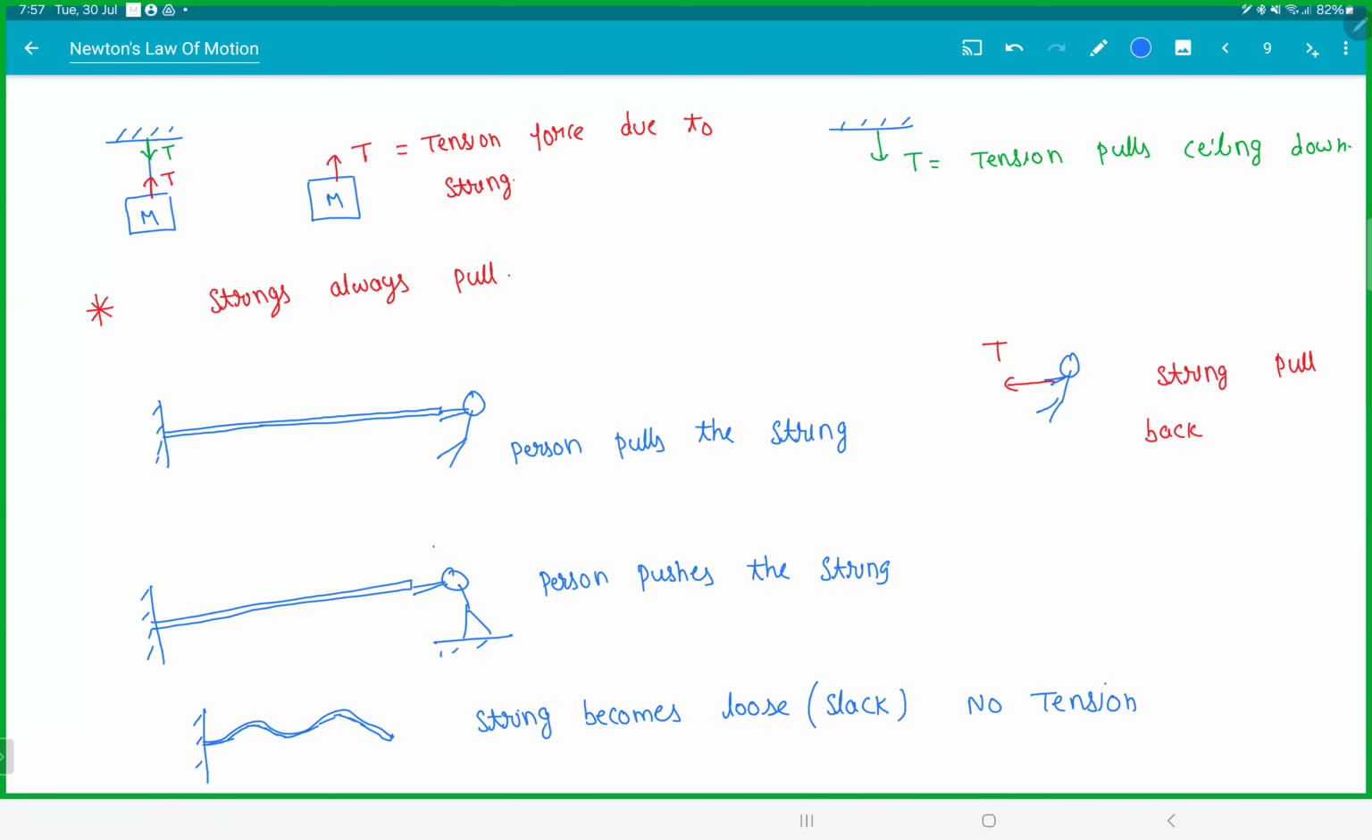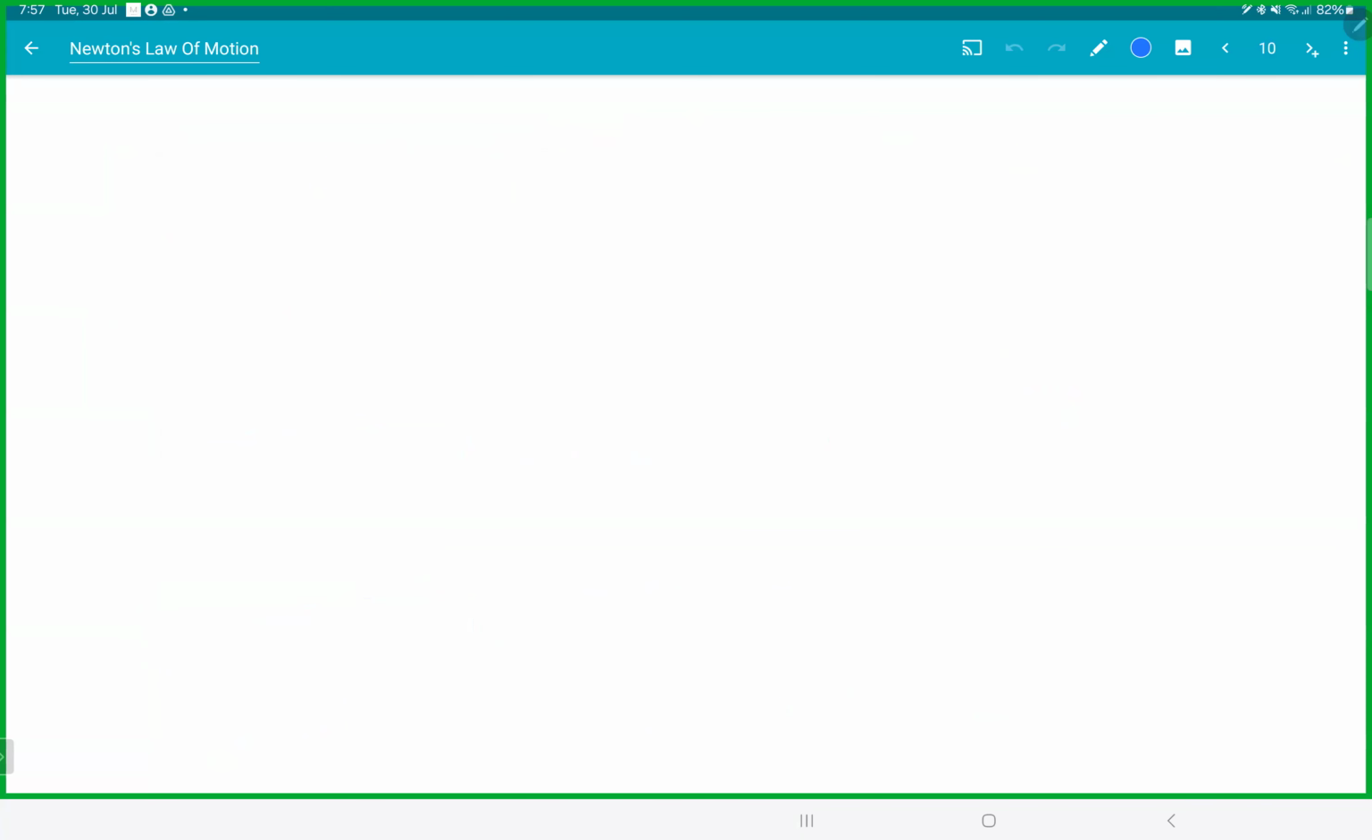Any doubts on this page? Clear? Next thing. We need a third ingredient, finding the relation between tensions. Now see, all these ideas of learning will keep coming multiple times at different places.